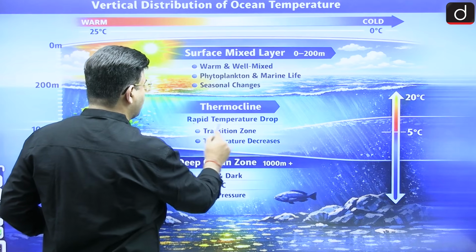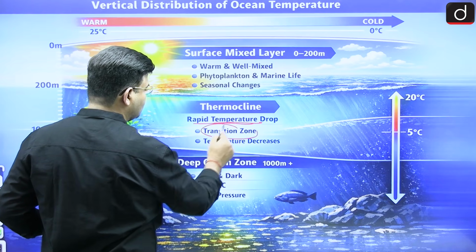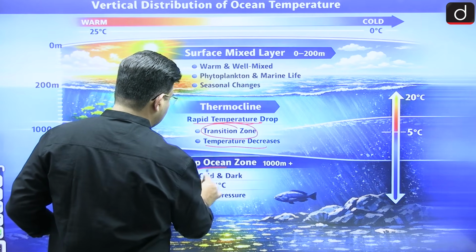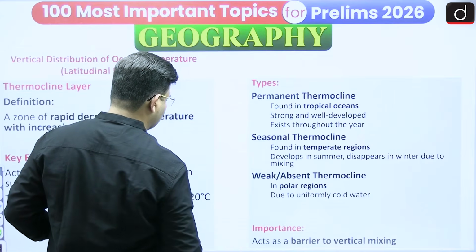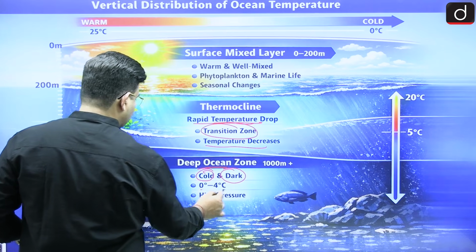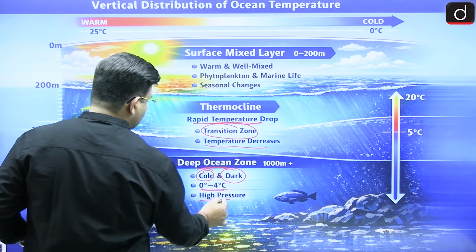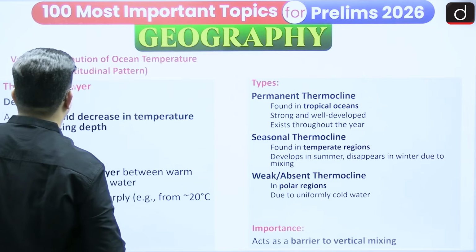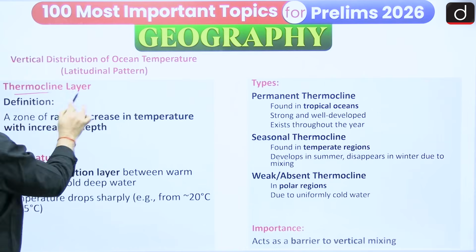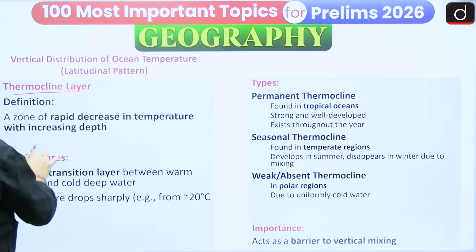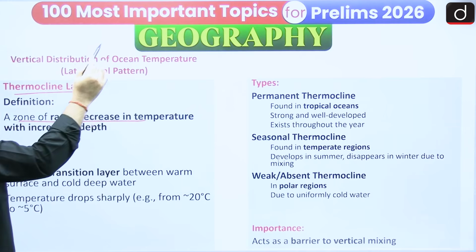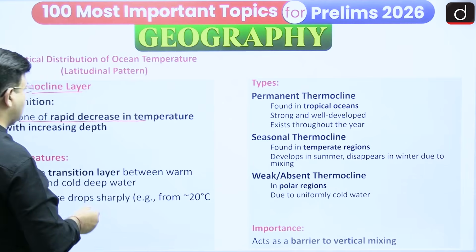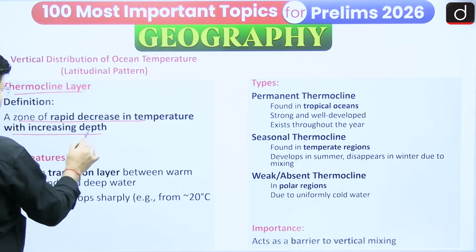And the thermocline means a rapid temperature drop, a transition zone where temperature rapidly decreases. The deep ocean is cold and dark, the temperature is 0 to 4 degrees Celsius, and the pressure of water is very high. So for the vertical distribution, the thermocline layer, from 200 to 1000 meters, or 500 to 1000 meters, is a zone of rapid decrease in temperature with increasing depth.